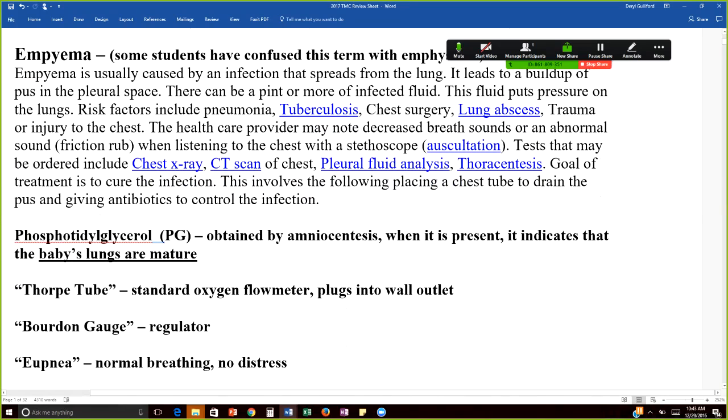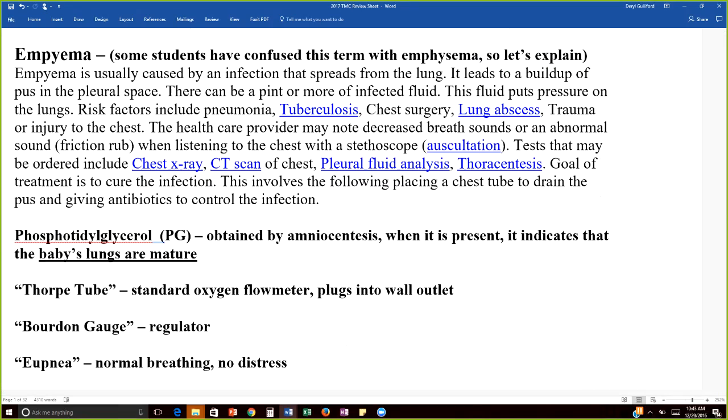Empyema. I've had several students who confused this with emphysema, and let me tell you, if you make that confusion, you can't get the exam question right, whatever it's about, okay? Empyema is pus that builds up in the pleural space. I think the reason that students may not have heard this term very often is we don't see much empyema anymore. That's because we treat pneumonia much better than we used to, and pneumonia generally does not spread to the pleural space to create an empyema.